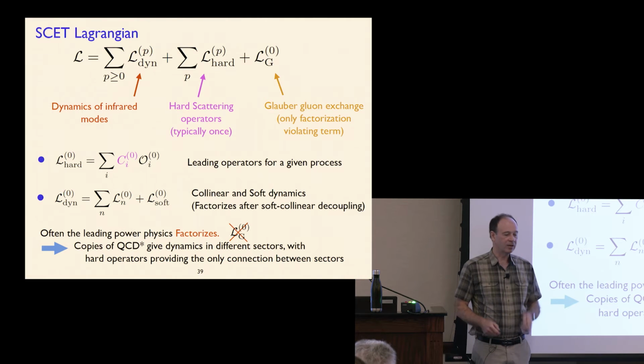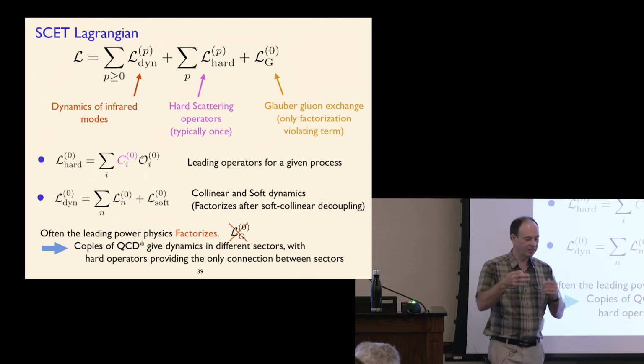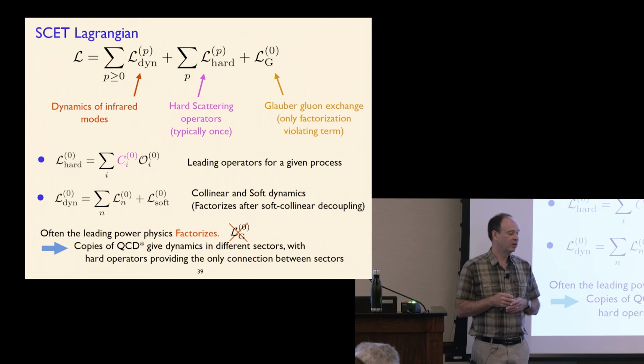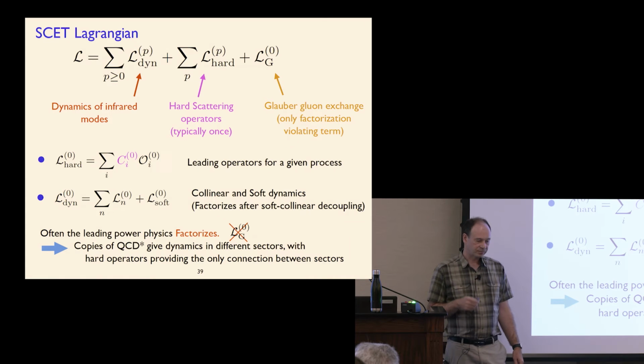So the way the Lagrangian organizes itself is sort of hard scattering that's coupling those versions of QCD together, dynamical Lagrangians, which are avoiding double counting but having kind of copies of QCD for the different things in the infrared that one is describing. And there's something known as Glauber exchange, which is a long distance effect that can also couple things together. I won't say very much about it, but proving factorization is actually proving that this thing doesn't matter.